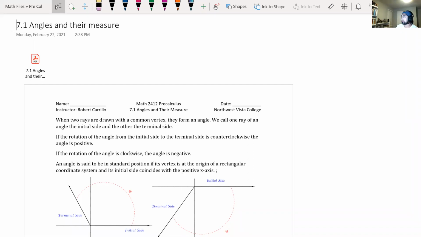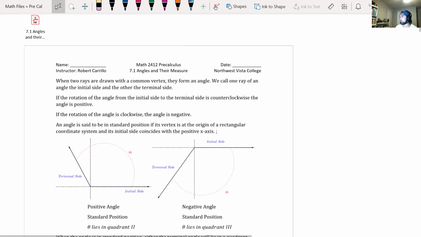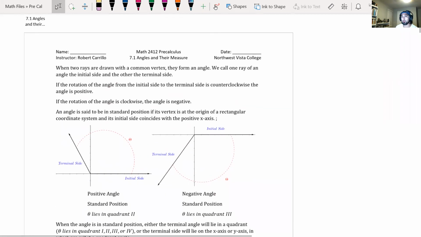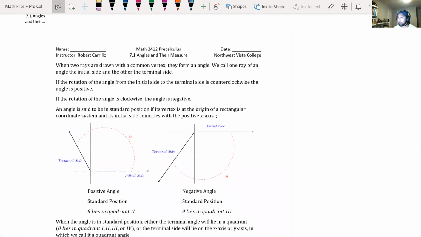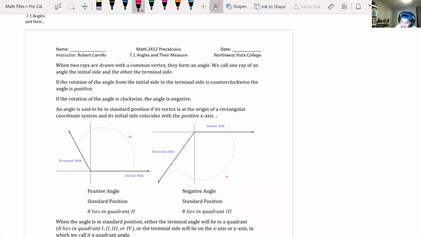Okay, so today's 7.1, angles and their measures. So first page is all about definition. When two rays are drawn with a common vertex, they form an angle. We call one ray of an angle the initial side and the other the terminal side, as you see down here on the drawings below. Here is your initial side and terminal side.